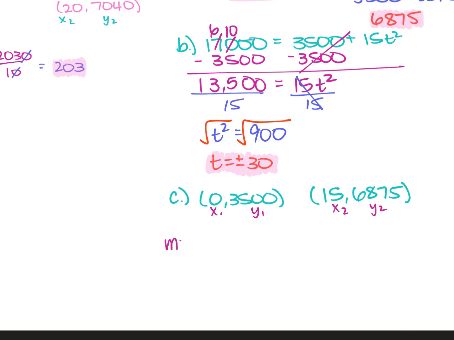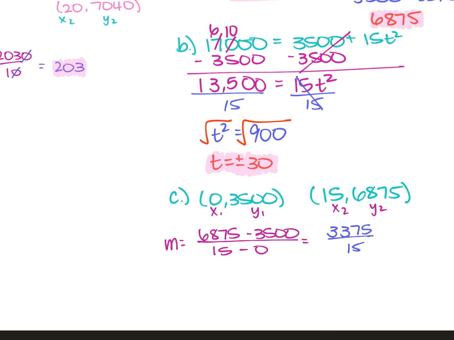So our slope formula is going to give us 6875 minus 3,500 over 15 minus 0. Easy bottom, 15 minus 0 is 15. On the top, though, you have 6875 minus 3500. The 5 minus 0 is 5. 7 minus 0 is 7. 8 minus 5 is 3. And 6 minus 3 is 3.